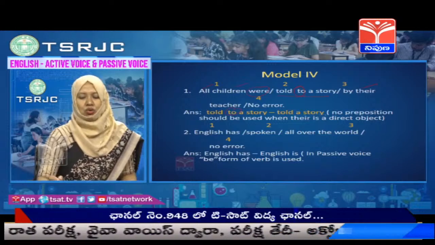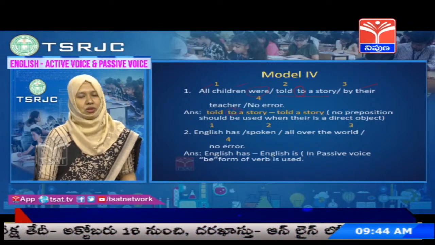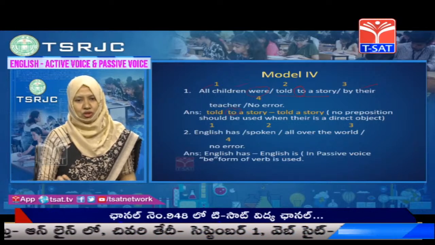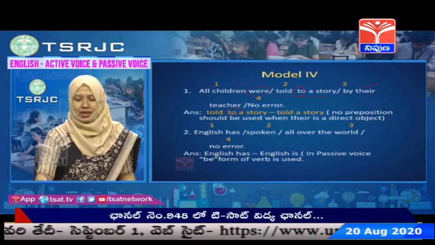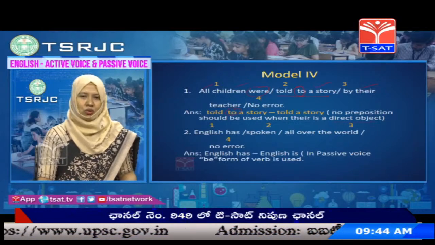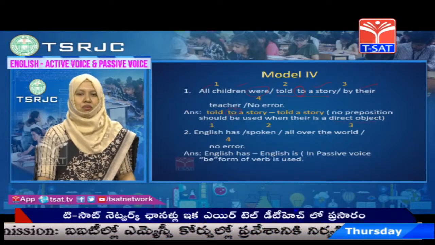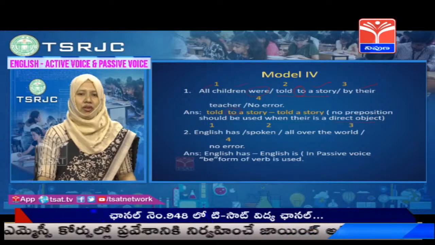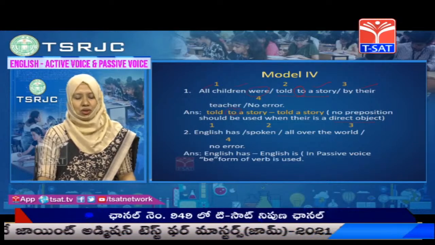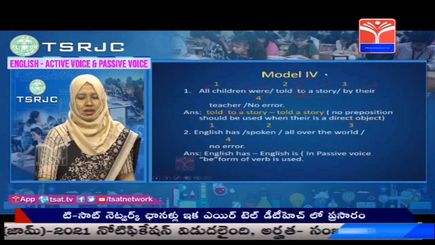You should not say told to a story. All children were told a story. You should use told a story, not told to a story. No preposition should be used when there is a direct object. Here story is the direct object. So when you are using a direct object, there is no need of any preposition. All children were told a story by their teacher. So there is a mistake in option 2. So correct answer is 2.